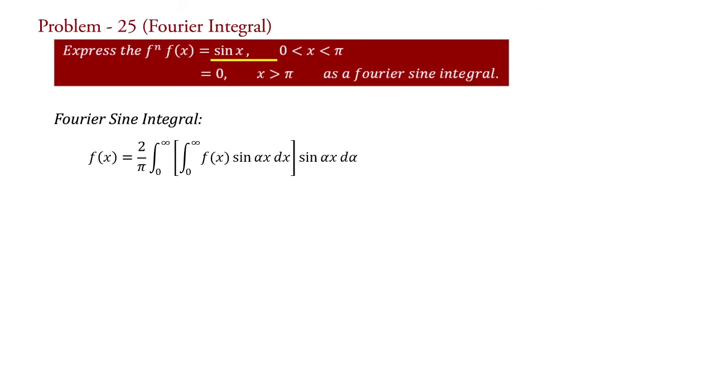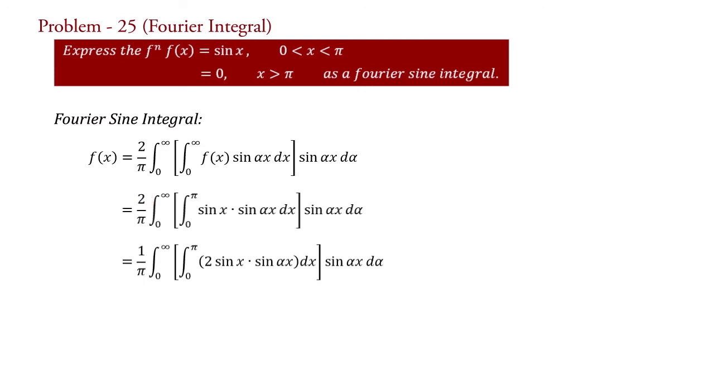Here we have given the value of the function from 0 to pi is sine x and from pi to infinity is 0. Therefore, substituting this, we can write f of x equal to 2 upon pi integral 0 to infinity into bracket integral 0 to pi sine x sine alpha x dx bracket over, into sine alpha x d alpha. Transfer these two inside the integral.